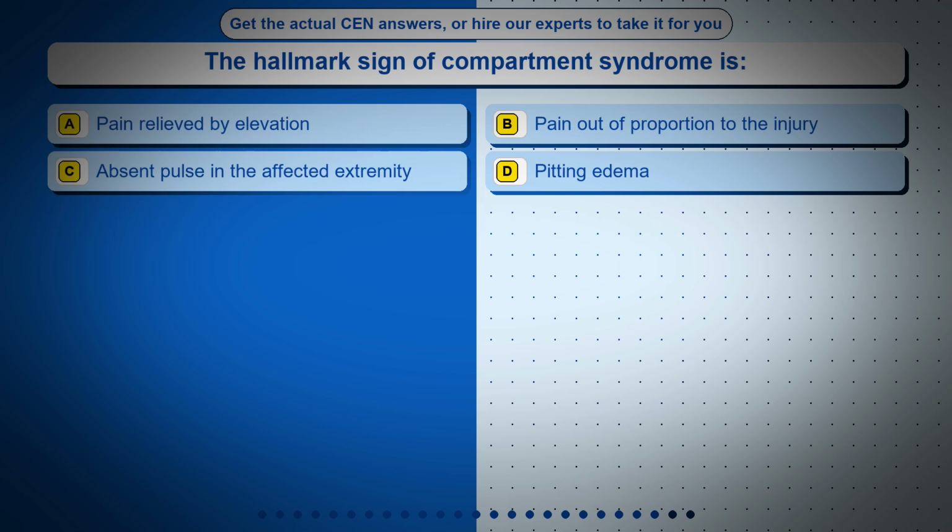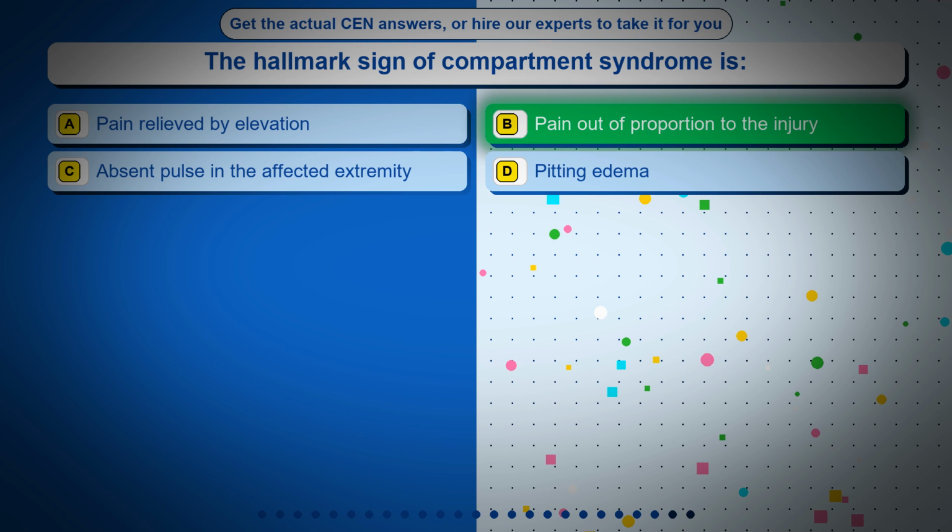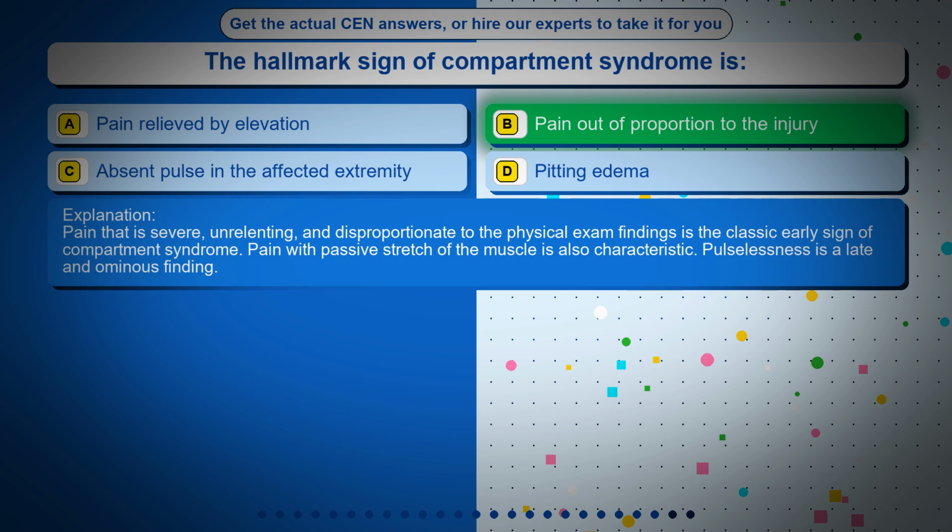Question 23. The hallmark sign of compartment syndrome is: Option A, pain relieved by elevation. Option B, pain out of proportion to the injury. Option C, absent pulse in the affected extremity. Option D, pitting edema. The correct answer is option B, pain out of proportion to the injury. Pain that is severe, unrelenting, and disproportionate to the physical exam findings is the classic early sign of compartment syndrome. Pain with passive stretch of the muscle is also characteristic. Pulselessness is a late and ominous finding.